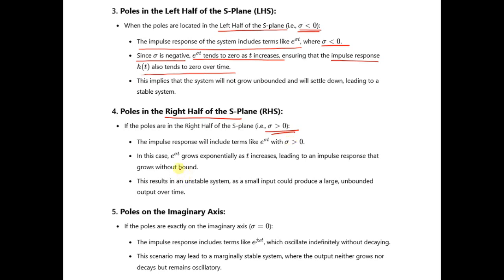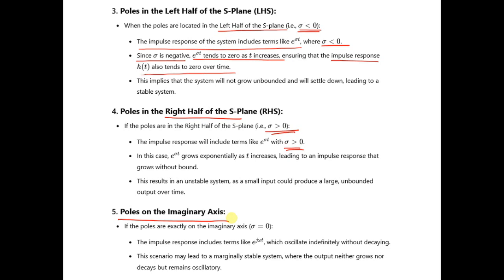Anyway, so this is the thing. Then the next thing is poles on the imaginary axis. So what will happen over there? Sigma equals 0.